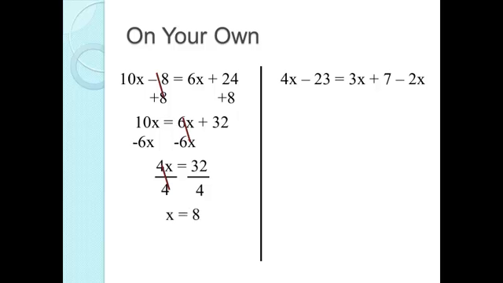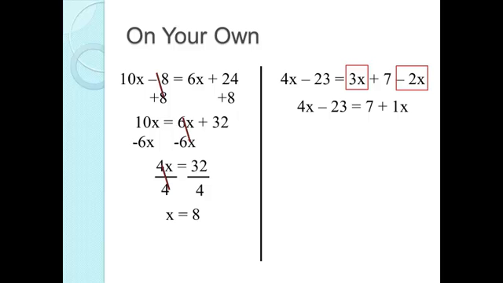In the second problem, you can combine like terms on the right-hand side of the equation before you solve. We can combine together 3x and negative 2x. 3x plus negative 2x will give us 1x. Rewriting the equation, we have 4x minus 23 equals 7 plus 1x. We can now start off by moving numbers to the right-hand side.